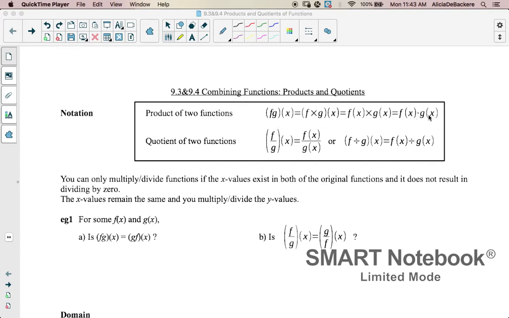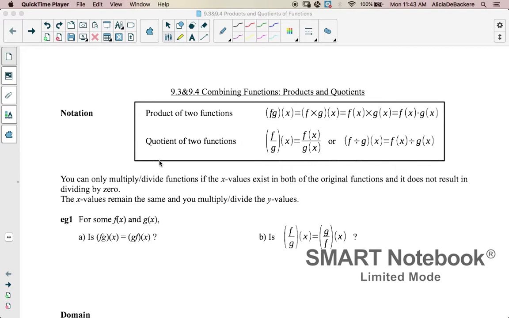There's multiple notations for this. We can write multiplication with just the two variables right next to each other. So fg of x is the same as saying f times g of x, which is the same as f at x times g at x, or, if you prefer, f at x, and then you can use the dot for multiplication, times g at x.